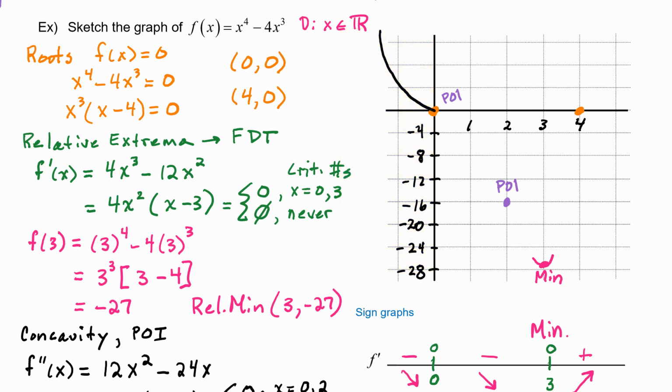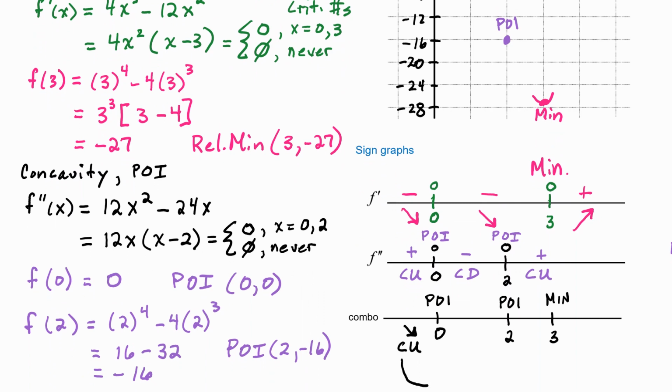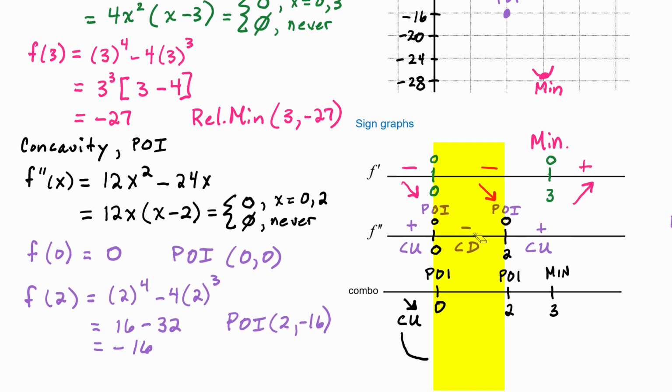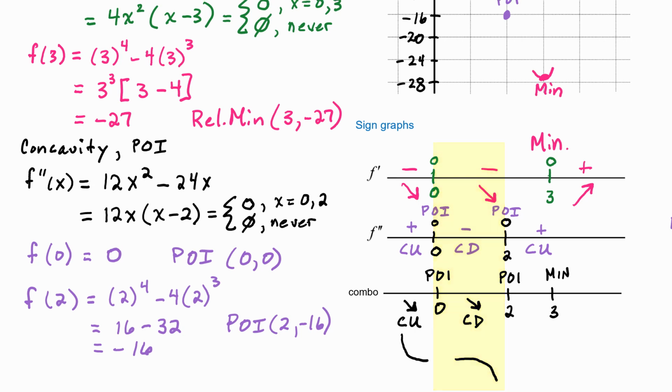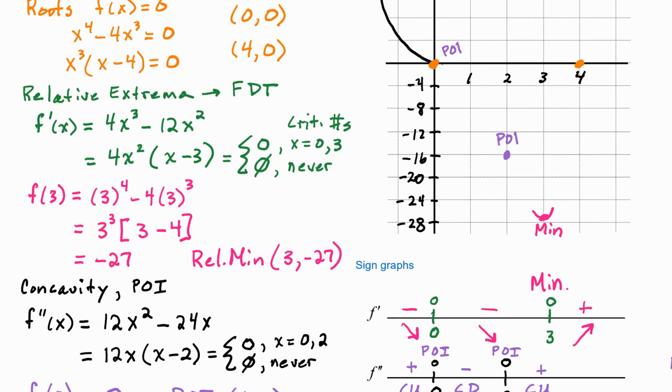Now let's see what's happening between this point of inflection and the next point of inflection. Between 0 and 2, the graph is going to be decreasing and concave down. So we know that that has to look like this. So connecting the first point of inflection to the second point of inflection means we have to draw a curve that is decreasing and concave down. So let's go up to the graph and do that. Decreasing and concave down.